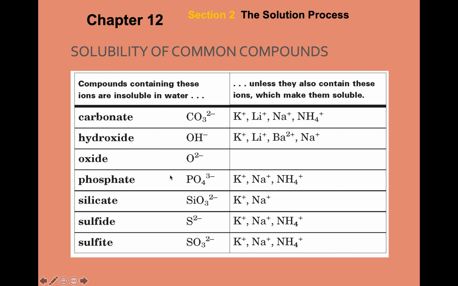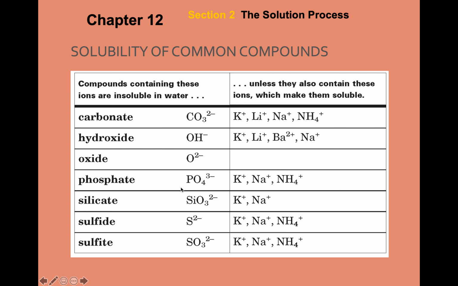The second chart has it kind of flipped. So on the left, it says these compounds are insoluble in water. So oxides, just O, all of them are insoluble in water. Every single one. There is no exception. But phosphates, all are insoluble in water, so they don't dissolve unless you have, say, potassium phosphate.